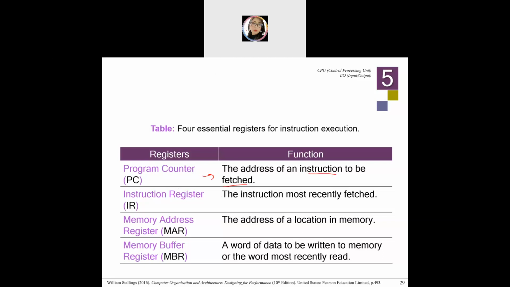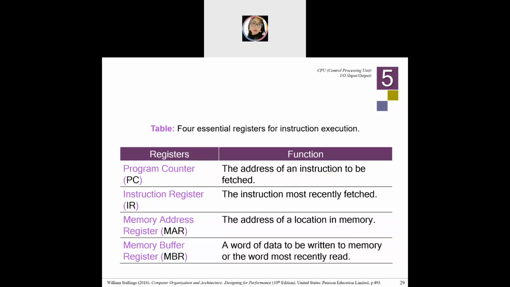Instruction register, IR: the function is the most recently fetched instruction. For the memory address register, MAR: the address of a location in memory. And lastly, memory buffer register, MBR: a word of data to be written to memory, or the word most recently read.